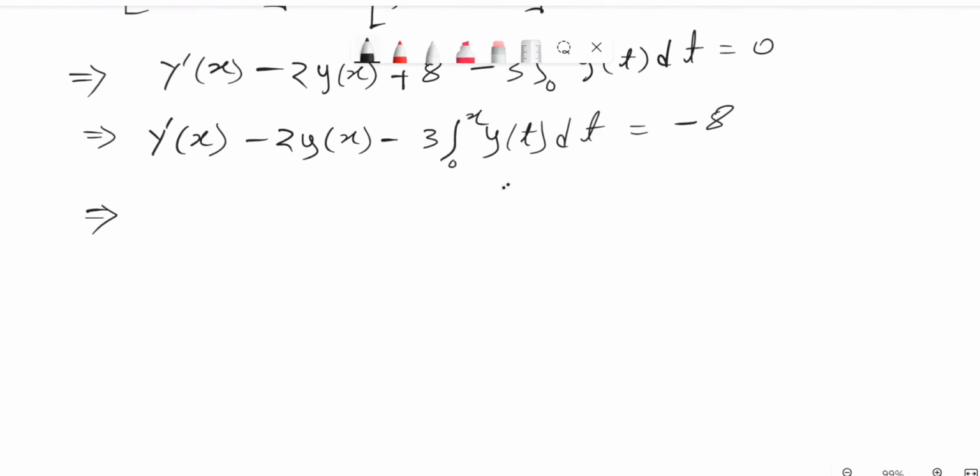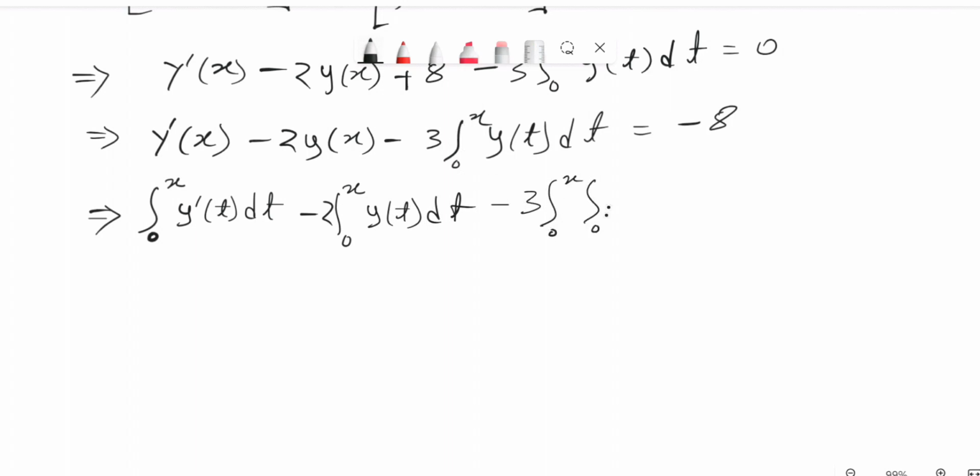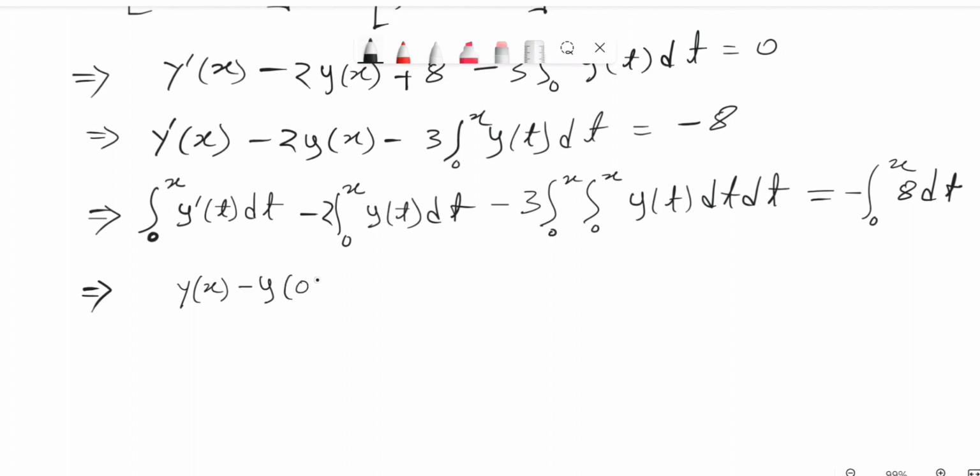So now we have to integrate both sides again. When we integrate both sides, we'll have integration of 0 to x. When we integrate this part, this will convert into a variable, so this will be y dash t dt, right? This will be converted this way. And 2 as a constant will come out, 0 to x y(t) dt, minus 3. This will integrate once again, 0 to x and again 0 to x, y(t) dt is equal to minus of 0 to x 8 dt. So from here, this will be integrated. When we integrate this part, this will come out like previously, so this will be y(x) minus y(0), right?